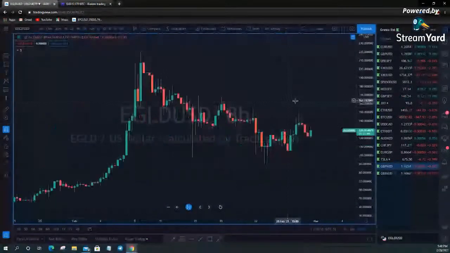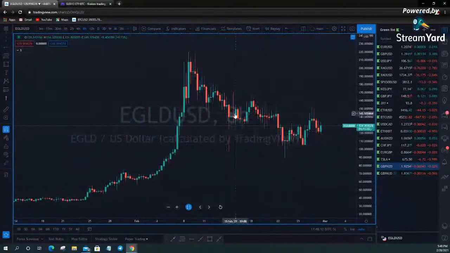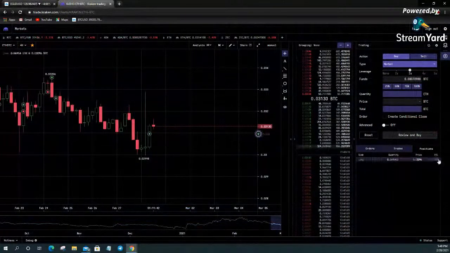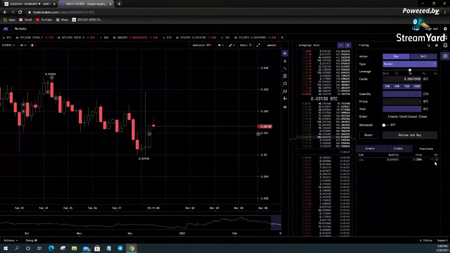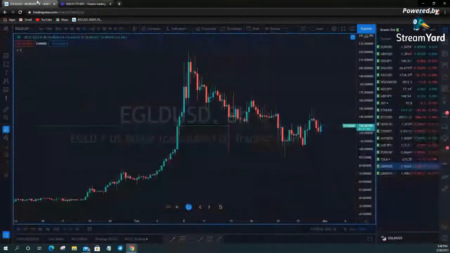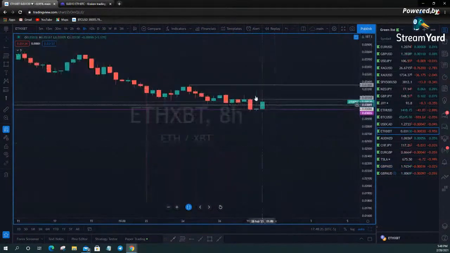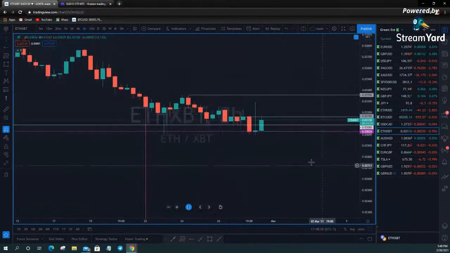So I do believe we looked at this yesterday. You are getting a nice move, and I am currently long. You can see the P&L right here is 1.18% long on this thing right here, ETH XBT. So we'll see how that works. If I get stopped out, I'll let you know.